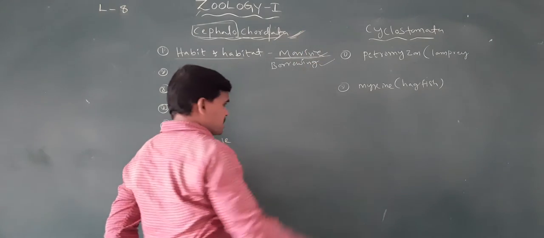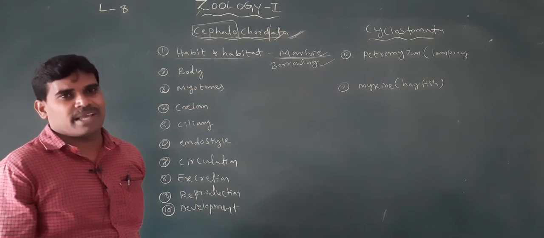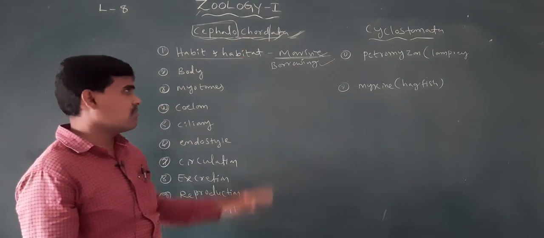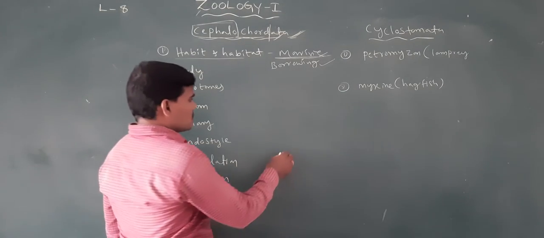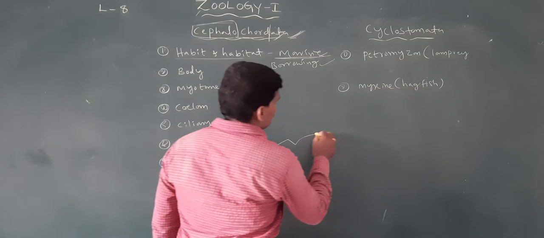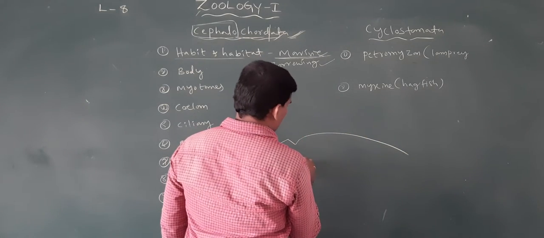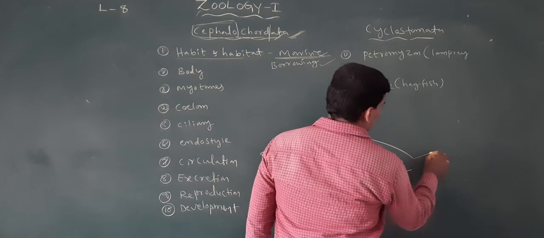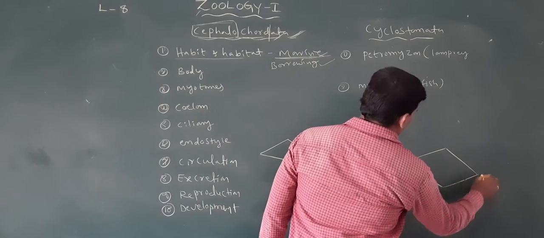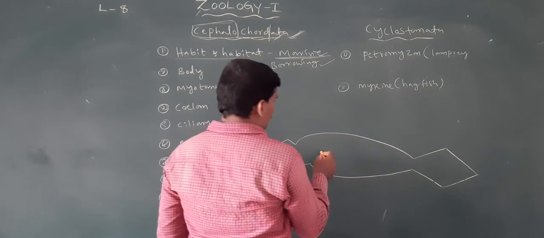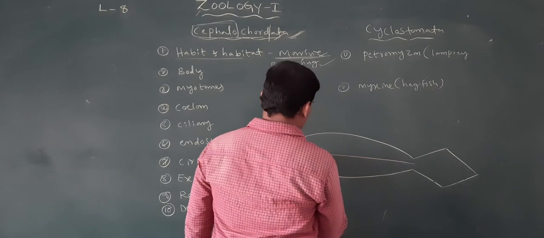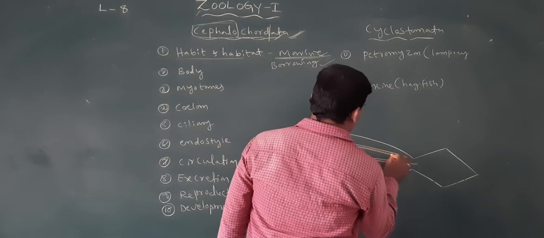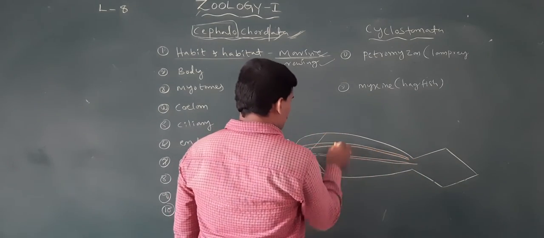Cephalochordate animals resemble fish-like structures, but they are not true fishes. Here is a rough diagram of the Cephalochordata. This is the notochord, this is the nerve cord, and these are the myotomes.